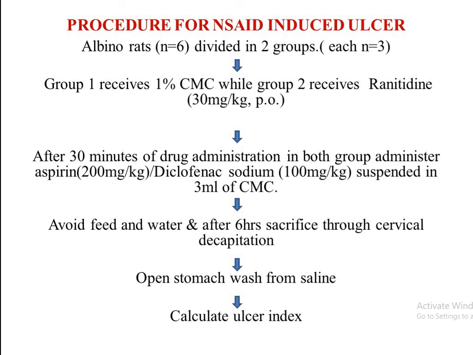Now the procedure for NSAID induced ulcer is very simple. In the same way, we take 6 rats and divide them into 2 groups. Group 1 receives 1% CMC, carboxymethyl cellulose, while the second group receives ranitidine 30 mg per kg orally. After 30 minutes of drug administration in both groups, administer aspirin or diclofenac, whichever you want. Aspirin is 200 mg per kg and diclofenac is 100 mg per kg, suspended in 3 ml of CMC. Since we suspend these drugs in CMC, we give CMC to the first group.